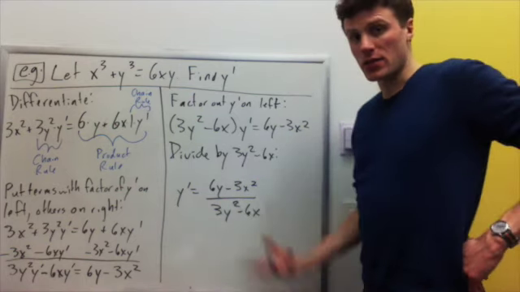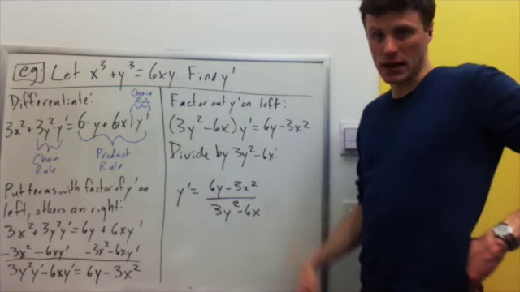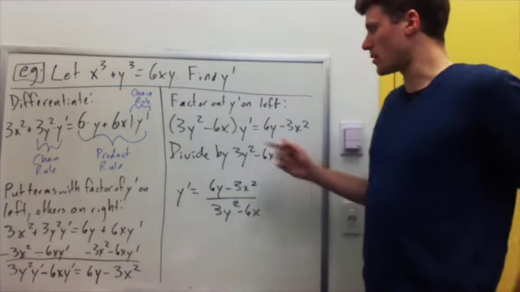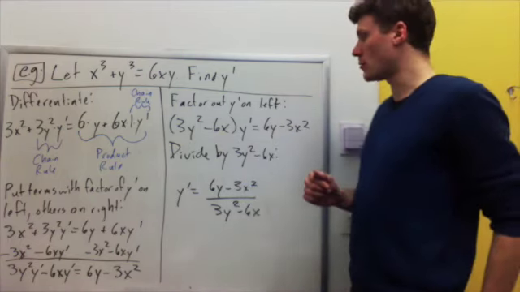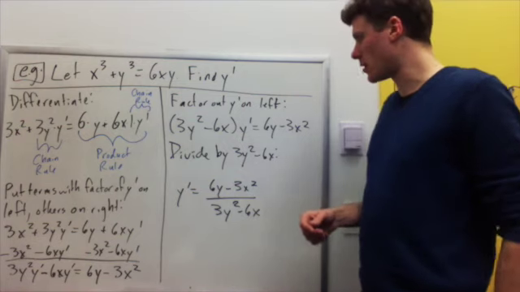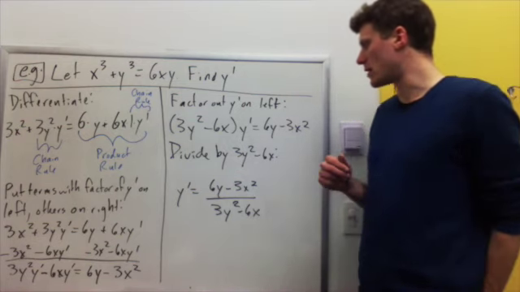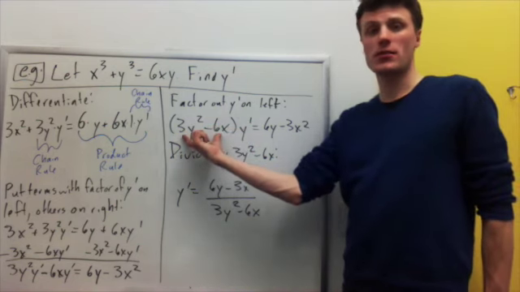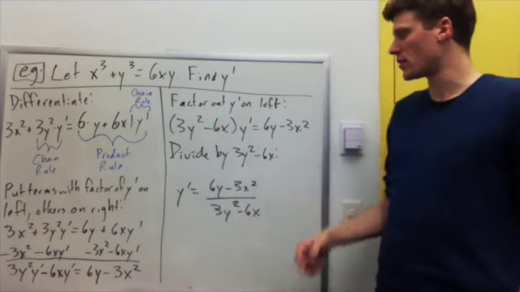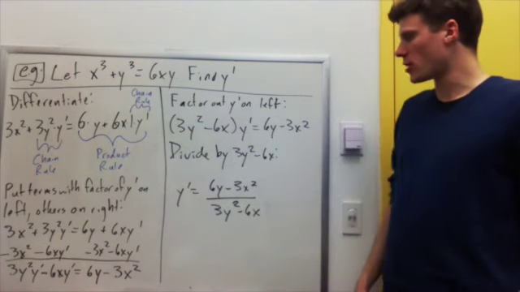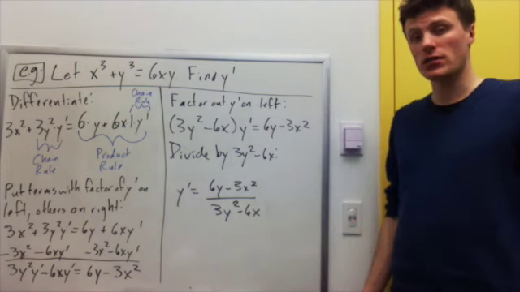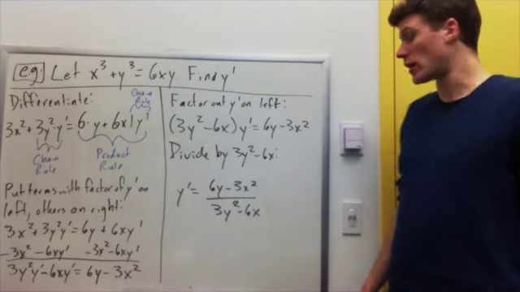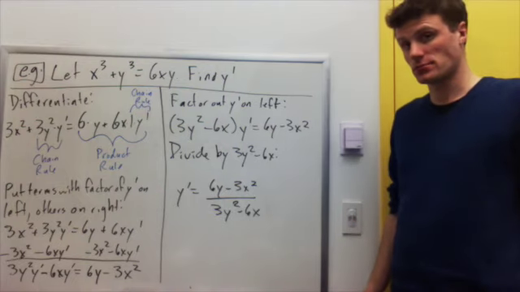Now everything on the left has a factor of y prime, and I can pull that out so I can solve for it. I factor out the y prime, giving me (3y squared minus 6x) times y prime equal to 6y minus 3x squared. And now to get y prime by itself, I'm going to divide by this factor, 3y squared minus 6x. This leaves me with y prime equal to (6y minus 3x squared) divided by (3y squared minus 6x).